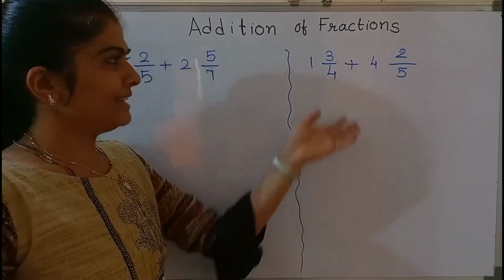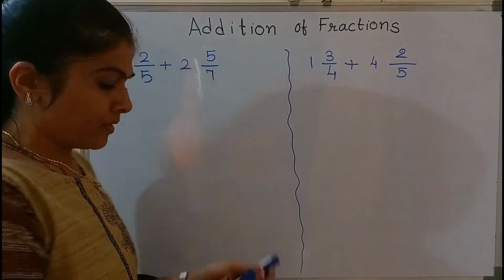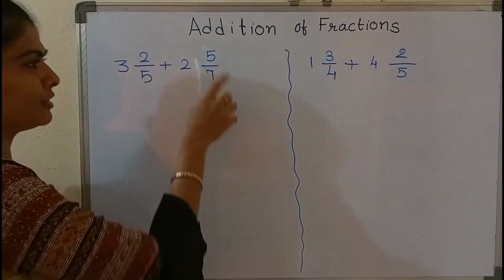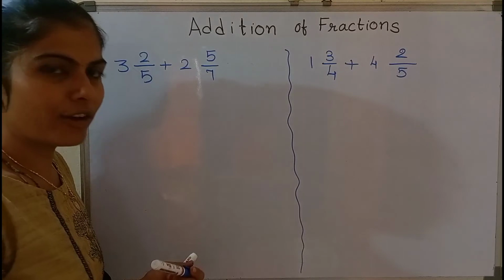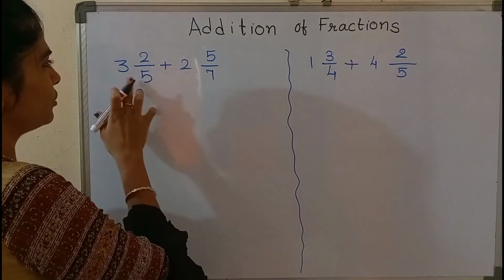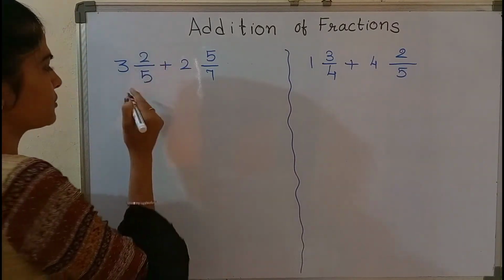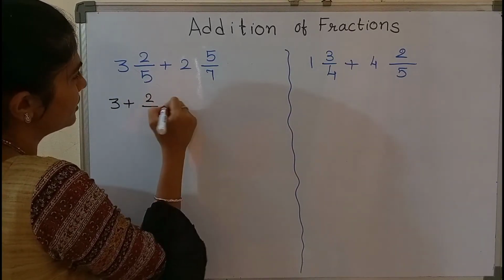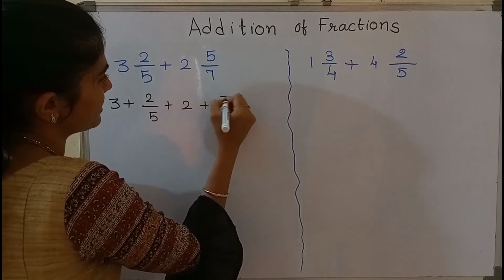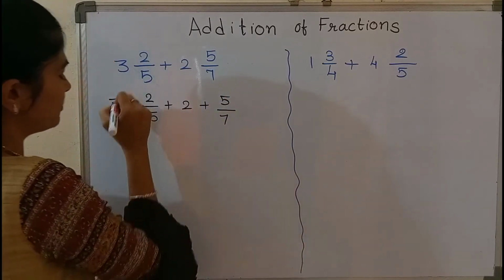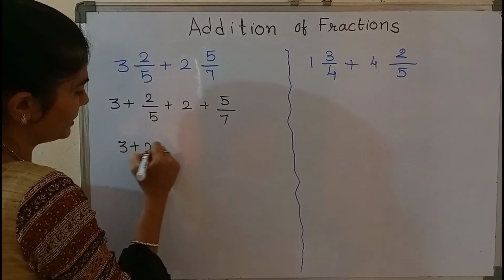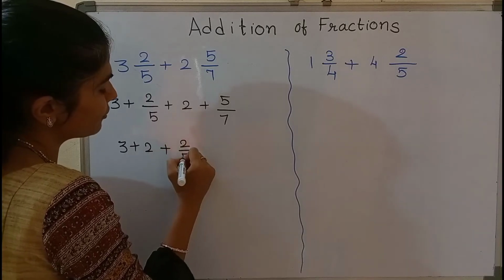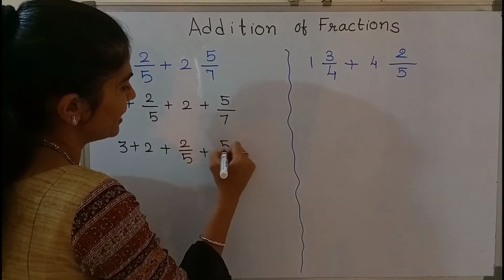Now let's add mixed numbers. So 3 and 2 fifths, 2 and 5 sevenths. Friends, I already explained this earlier in the previous video. 3 and 2 fifths, it means 3 plus 2 fifths. So I can write it as 3 plus 2 fifths plus this is 2 plus 5 sevenths, right? So now I can regroup them. So 3 plus 2 plus 2 fifths plus 5 sevenths, right?